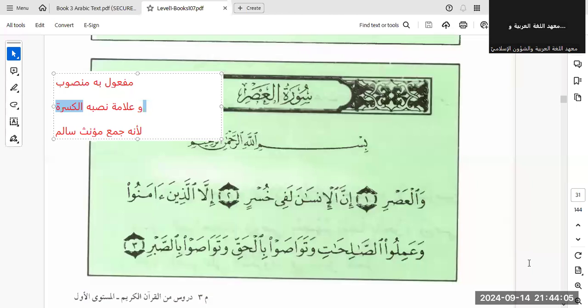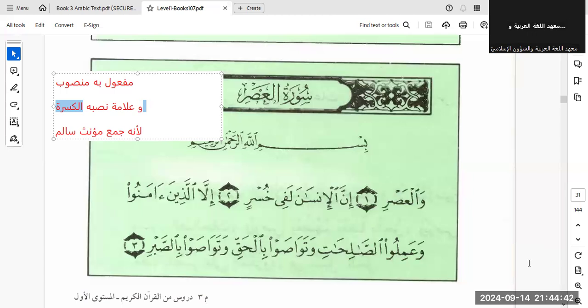وَعَمِلُوا الصَّالِحَاتِ. So the first thing they're going to do is they're going to have iman, amanu. They have iman, or they believed. وَعَمِلُوا الصَّالِحَاتِ. So amilu salihat, again fil madi, form 1, amila ya'malu, and as-salihat is mafulun bihi mansub wa alamatu nasbihi al-kasra. You can mention zahira also, but this one is enough li'annahu jama muannas salim. So this is the second thing in these people. But what's the third thing?